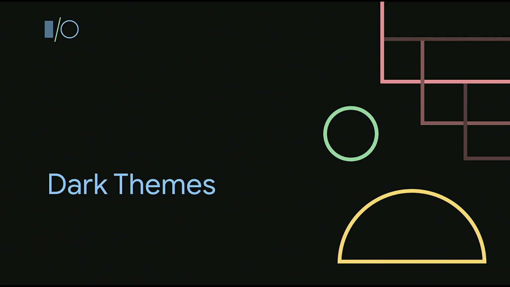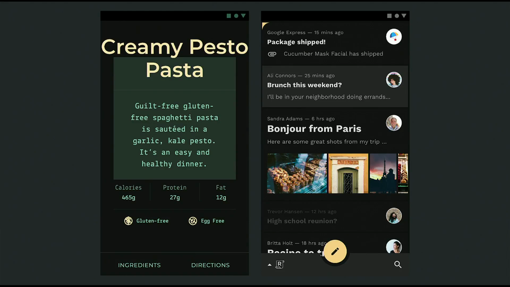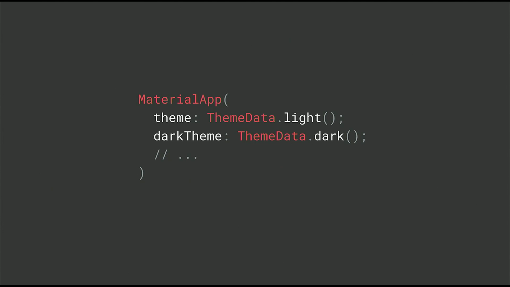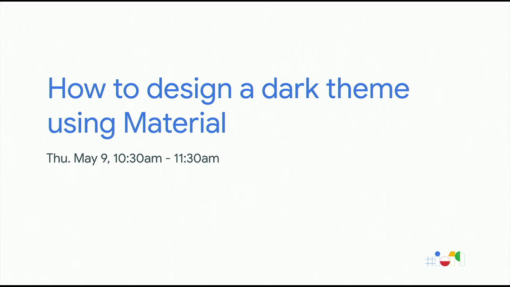Speaking of theming, does anyone here like dark mode? Yeah. Well, you'll be happy to hear that, yes, this year Material Design is releasing much requested guidance on dark mode theming. And I think it's gorgeous. To implement a dark theme in Flutter, use the dark theme field on the Material app. That way, when the OS toggles dark mode, your app will automatically switch between light and dark themes. And if you need to check that toggle manually, you can always read the platform brightness property on Media Query. For more information on adding dark theme support to your designs, see the session, How to Design a Dark Theme Using Material, on Thursday morning.